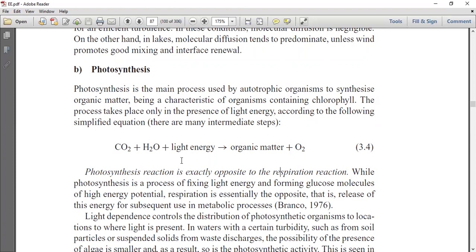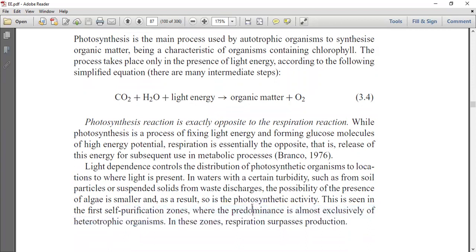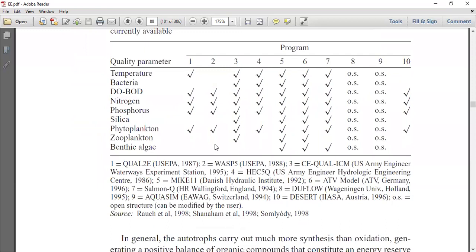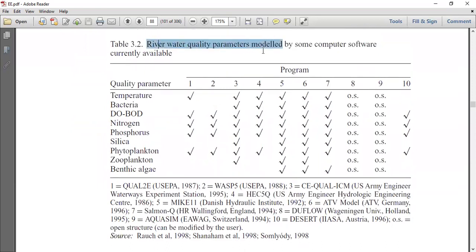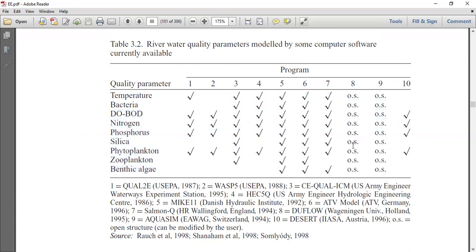such as turbidity from soil particles and suspended solids from wind erosion, the penetration of light will be smaller and, as a result, so is the photosynthetic activity. This is the stage, the first self-purification zone, where the dominance is almost exclusively of heterotrophic organisms. In this zone, respiration exceeds production. These are water quality parameters measured by the components currently available.